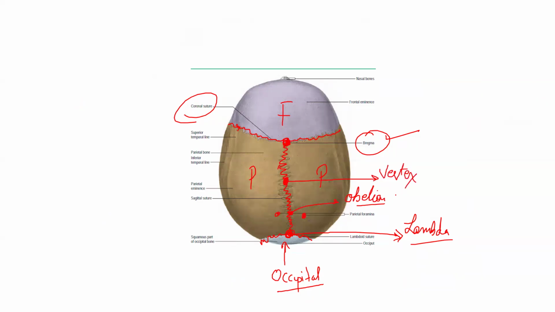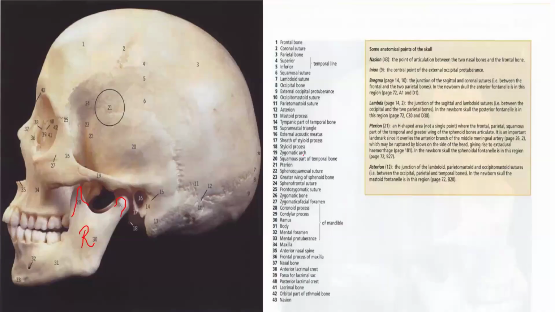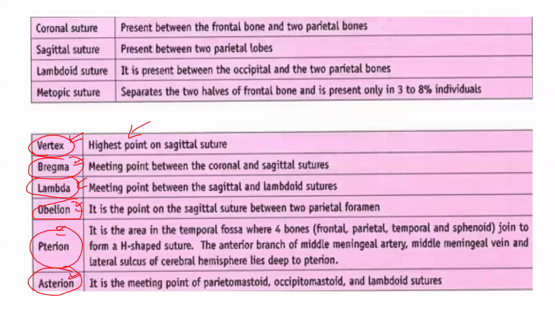Vertex. Inion is on the occipital bone. So this is the obelion. This is the vertex. This is the bregma. This is the lambda. So obelion, vertex, lambda, bregma, and inion. Okay. These are easy to understand. Now the question is asked for pterion and asterion.